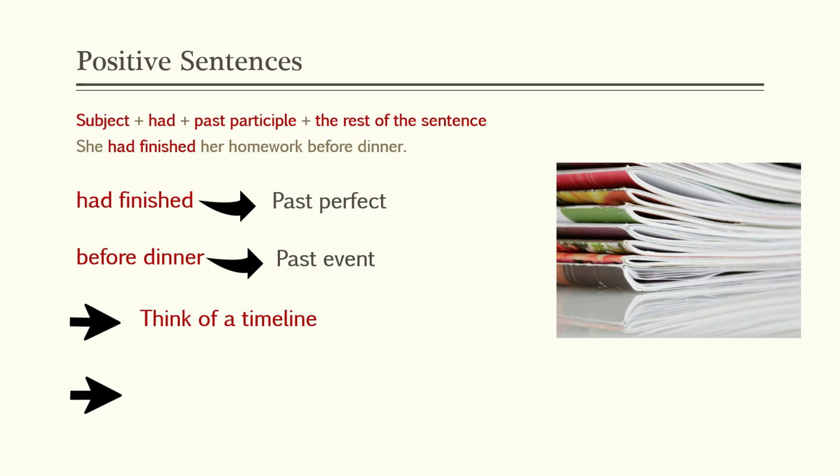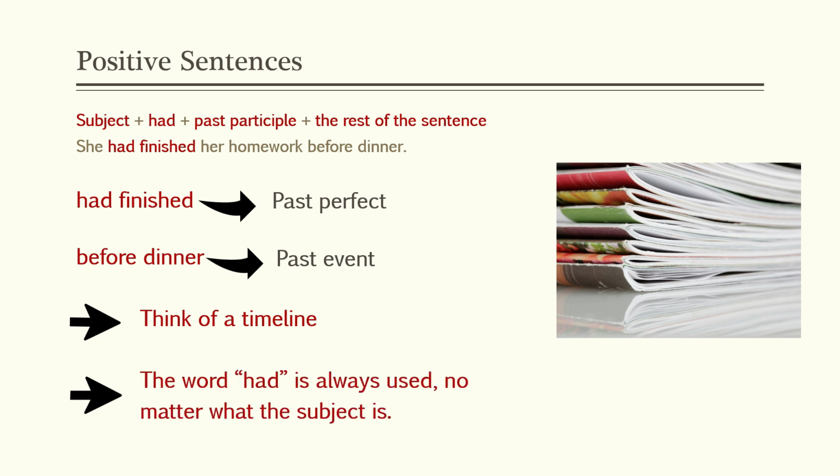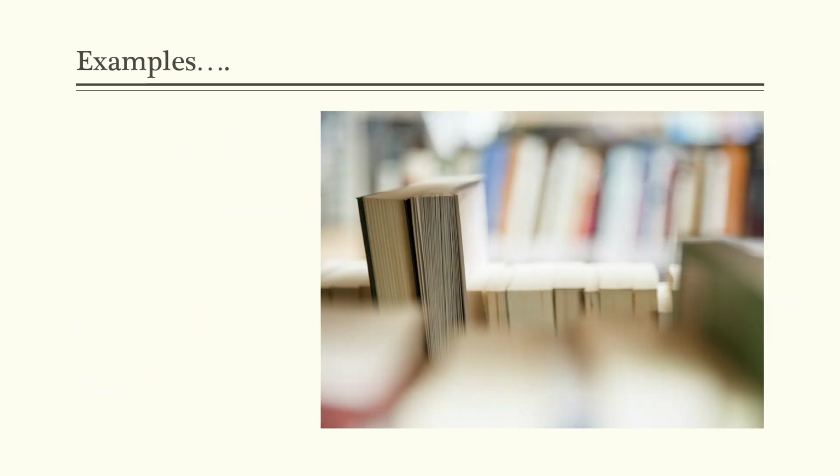Pay attention to this. In the past perfect tense, the word had is always used, no matter what the subject is. This is different from the present perfect where we use has with he, she, and it. Alright? Look at these examples.